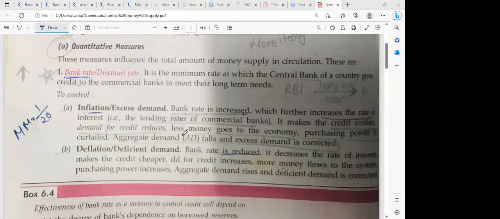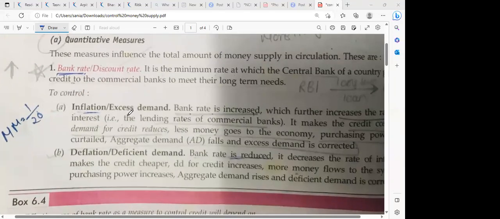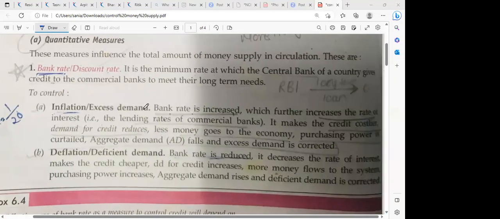So, let's just start. So, over here, what happened? Inflation slash excess demand. See, if because of excess demand, what happened? Inflation happened. And because of inflation, what happened? Deficit demand. For example, there are so many people who are demanding, right? So what happened? Inflation is coming. When inflation is coming, price is going up. So now people will purchase less, and automatically there will be deficit demand.